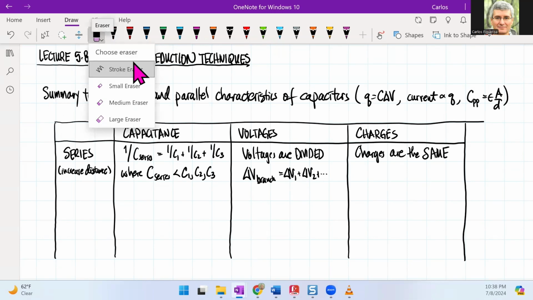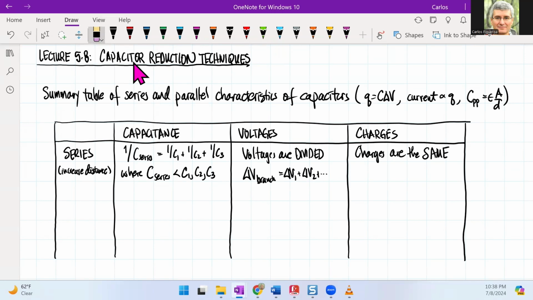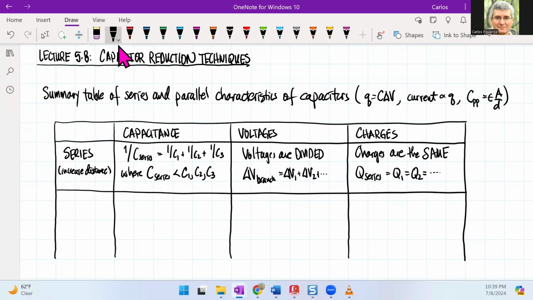Now, when I'm looking at this thing, what you want to pay attention to is that we want to continue to keep thinking in that image that we had with the circuits here. So if I can calculate the series charge, then it's going to be equal to any of the charges for the capacitors that are in series. So now that's how I'm summarizing series.